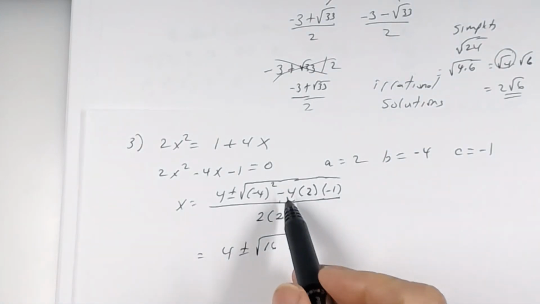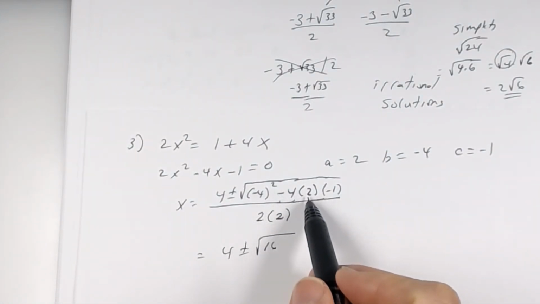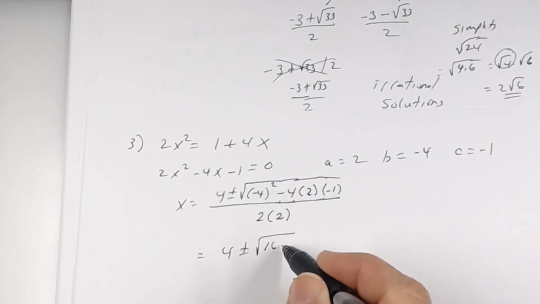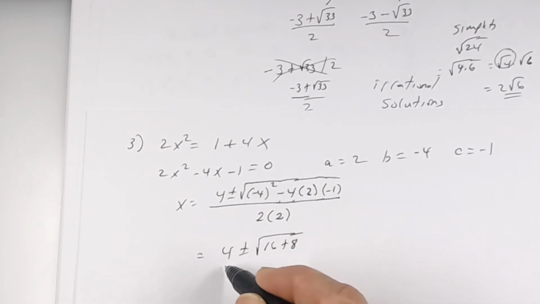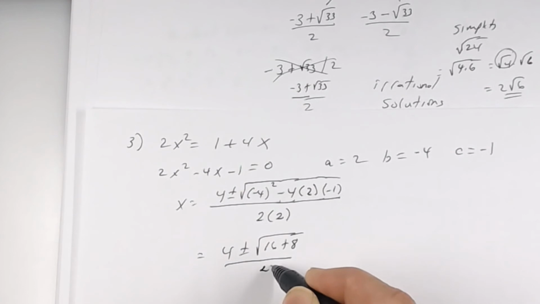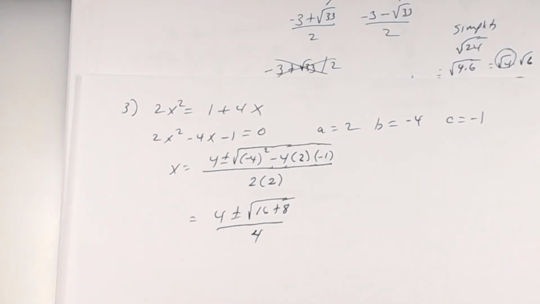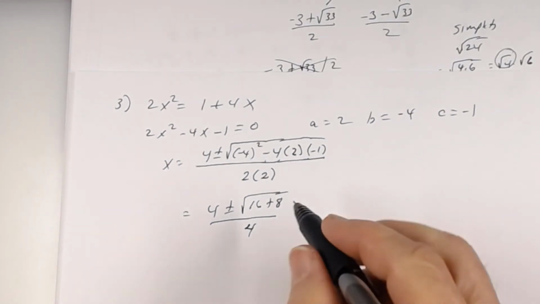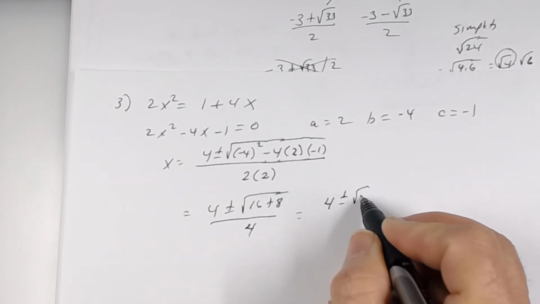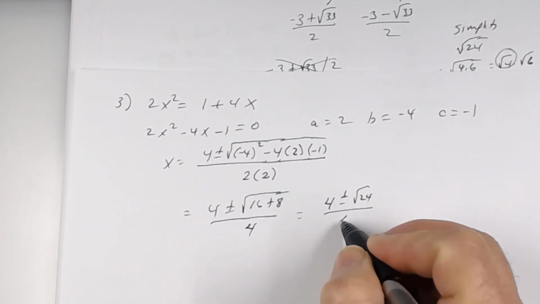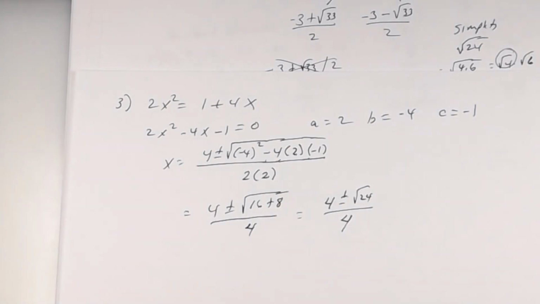All right, let's look at the next one. A negative 4 times 2 is a negative 8, right? A negative 8 times a negative 1 is a positive 8. All divided by 4. All right, go further. 16 plus 8 is 24. All divided by 4, right? Okay, so that's where we're at.